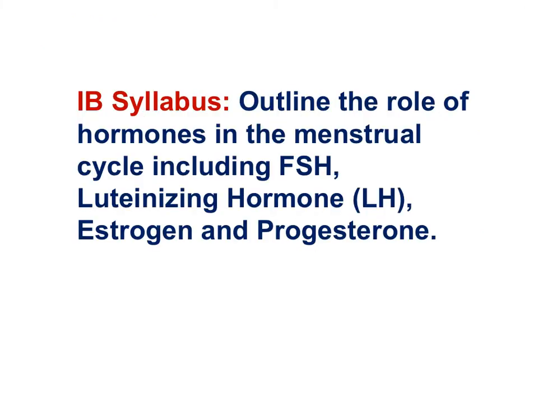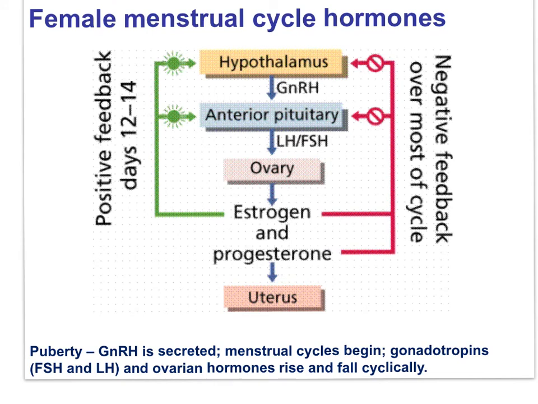So let's look at the hormones involved in the female menstrual cycle. Outline the role of hormones in the menstrual cycle, including FSH, LH, estrogen, and progesterone. The monthly menstrual cycle begins with the release of FSH and LH from the anterior pituitary. FSH and LH target the ovary to initiate the development of a primary follicle into a secondary follicle, a primary oocyte into a secondary oocyte.